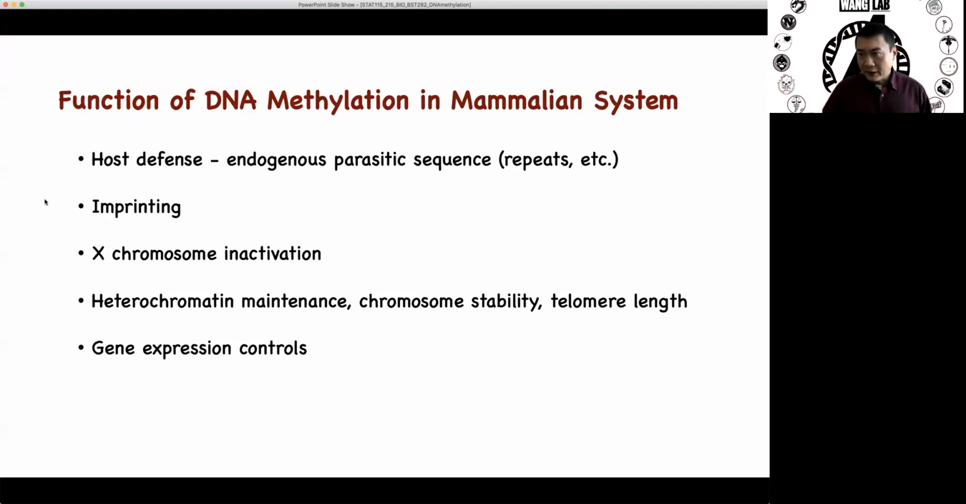For example, in imprinting. Imprinting is pretty important and interesting, right? We inherit two alleles of everything from our parents, so that's kind of building in redundancy, right?